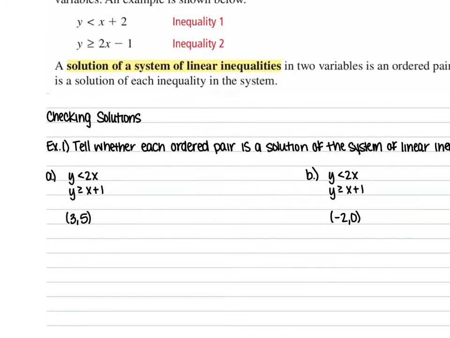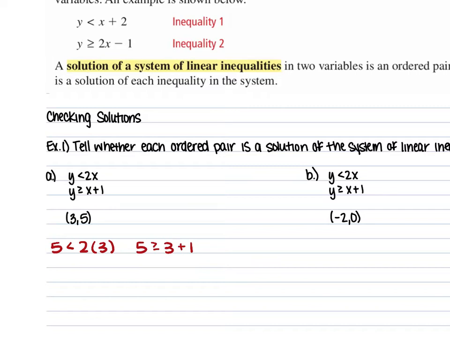So if we look at example 1a, we have y is less than 2x, as well as y is greater than or equal to x plus 1. We're given the ordered pair 3, 5. So we're going to plug the 3 in for x, the 5 in for y, and then simplify. The top equation becomes 5 is less than 2 times 3. The bottom equation becomes 5 is greater than or equal to 3 plus 1.